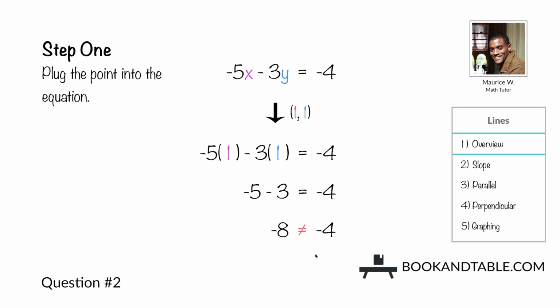Question number 2. Step 1, plug the point into the equation. We plug in 1 for x and 1 for y. Negative 5 times 1 is equal to negative 5. Negative 3 times 1 is negative 3. Negative 5 minus 3 is equal to negative 8. Since the left side does not equal the right side, we know that this point, 1, 1, does not exist on this line. Negative 5x minus 3y is equal to negative 4.